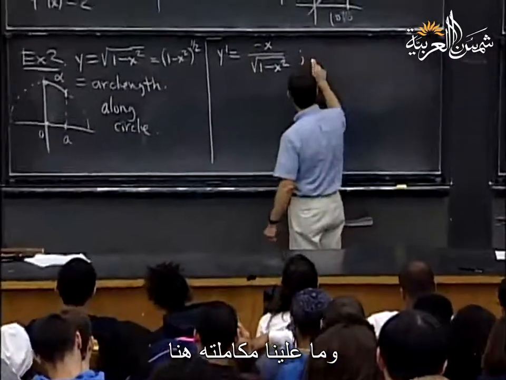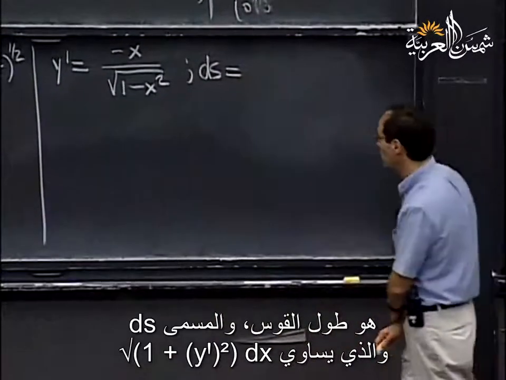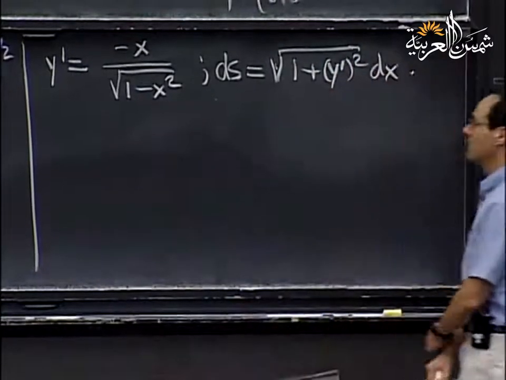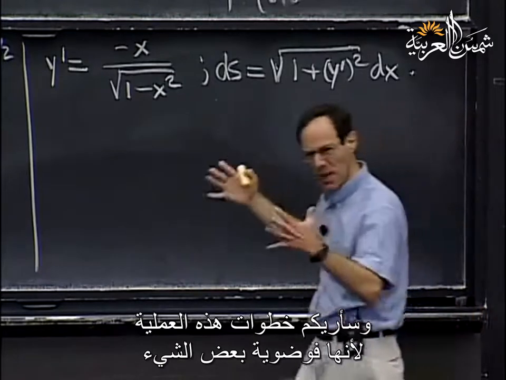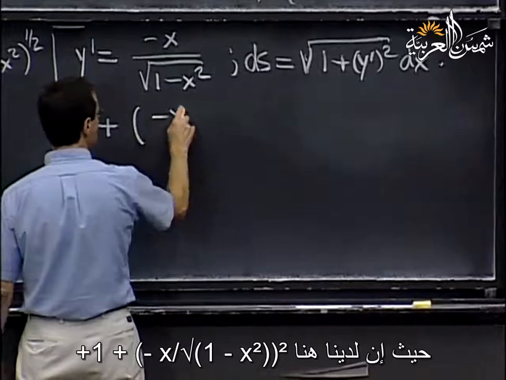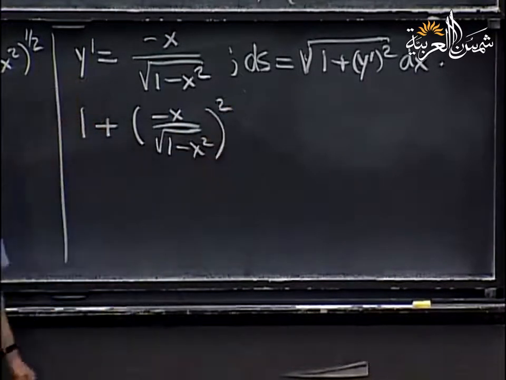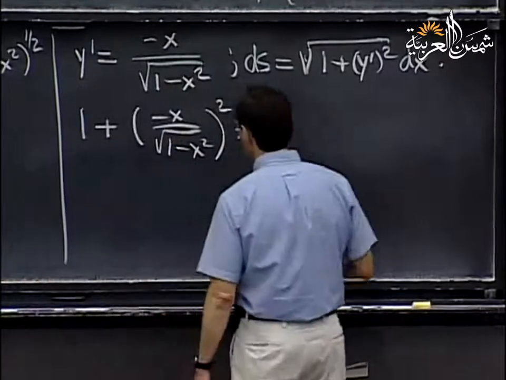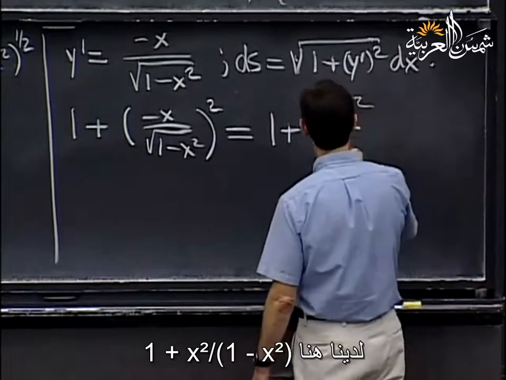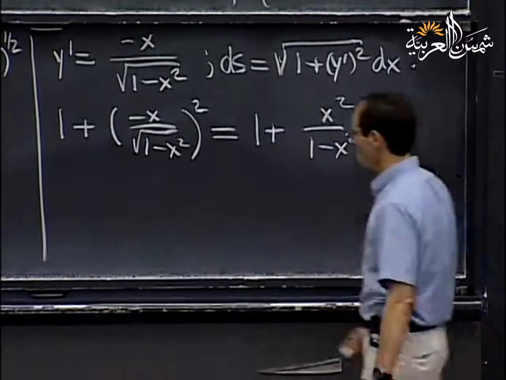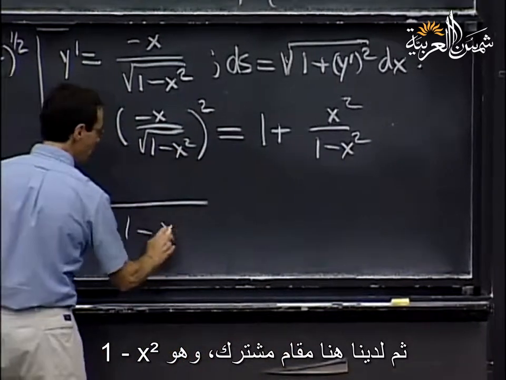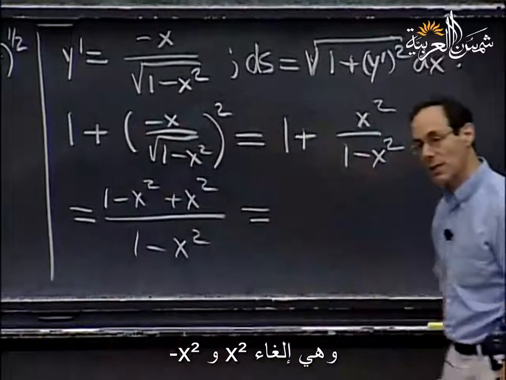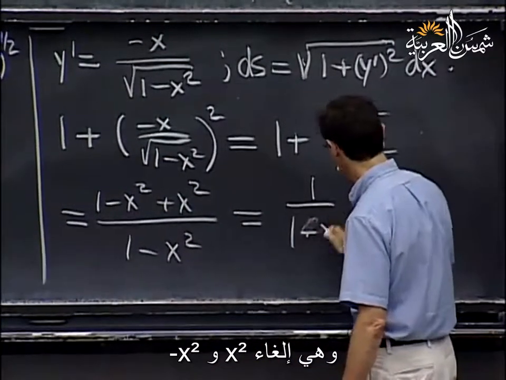Now, the thing that we have to integrate is this arc length element, as it's called, ds, and that's going to be the square root of 1 plus y prime squared dx. So I have to carry out some messy calculation here, which is that this is 1 plus the quantity minus x over the square root of 1 minus x squared, squared. So I have to figure out what's under the square root sign. This is 1 plus x squared over 1 minus x squared. Over a common denominator, that's 1 minus x squared plus x squared, over 1 minus x squared. The two x squareds cancel, and we get 1 over 1 minus x squared.